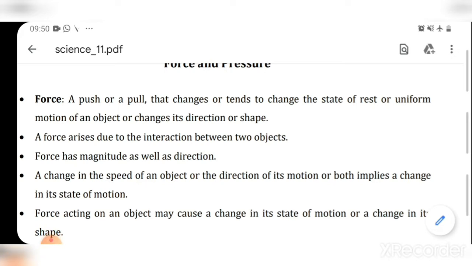Today we are going to start our new chapter, chapter number 11, force and pressure. In the previous lecture we completed chapter number 10, reaching the age of adolescence.